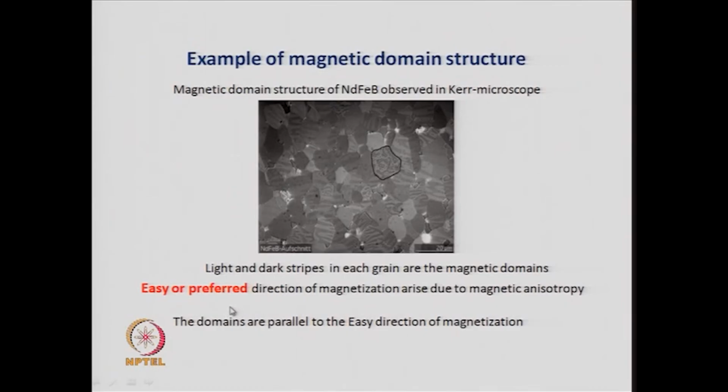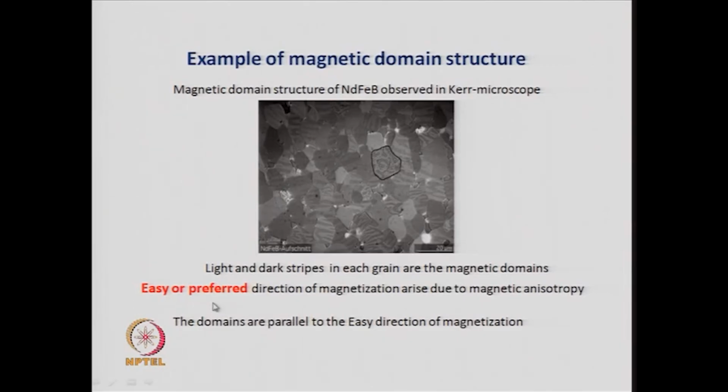Now, there are different directions of magnetization. Why do these dipoles align along particular directions? That is due to the magnetic anisotropy. It is the energy required for the magnetic dipoles to align along certain directions in a crystal, in a magnetic solid, and it is different for different directions. So, there are directions which require less energy. That will be the easy direction or preferred direction of magnetization.